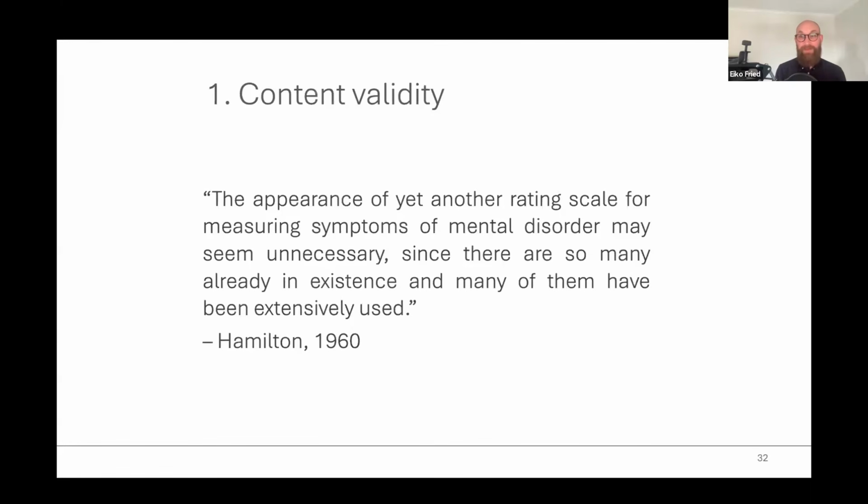I highly recommend you read this paper because Hamilton says in this paper very clearly, don't use the crude total score, aka sum score. Use subscores for different ones. And Hamilton also says do not use this scale to diagnose people. It is only meant to be used to assess the severity of symptoms in already diagnosed inpatients.